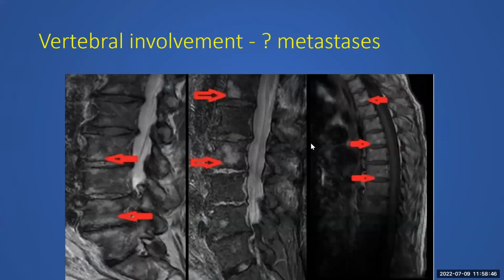Now, although we say much more common in the hands, you can get bones affected all over. So this was a case where it looked like metastasis because of involvement of the vertebrae. But this actually turned out after investigation to be a case of sarcoidosis, which has caused significant vertebral body involvement. Not common, but just to tell you that sarcoid can present in some pretty mysterious ways.